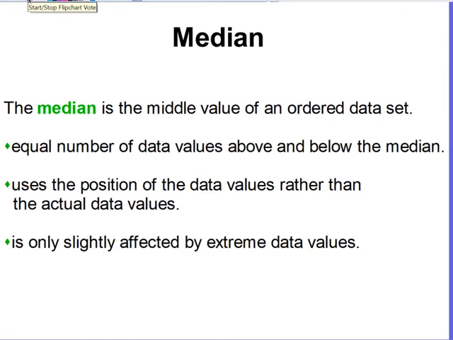Median is the middle number of the data. There's an equal number of data above and below the median. It uses the position of the data values rather than the actual value, and is only slightly affected by an extreme data value, in other words, an outlier. So it doesn't matter if you have one really, really small number or one really, really big number. It shouldn't affect the middle number that you're looking at.